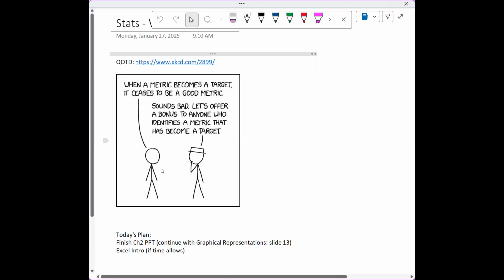So that's why you want to be careful of setting up an incentive structure like that. When a metric becomes a target, it ceases to be a good metric. It's no longer really valuable for you to understand how well you're doing in that area, because people just game the number. And the other person says, oh, that sounds bad. Let's offer a bonus to anyone who identifies a metric that has become a target, thus making metrics that have become a target, that would ideally be a metric as to how you're doing in this area, but that makes it a target. And so people will then identify lots of metrics that have become targets, even if they're not actually metrics that have become targets. So it's a little meta, as they say.